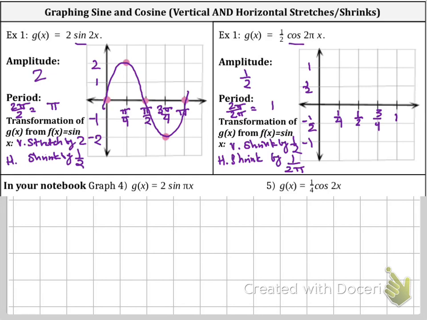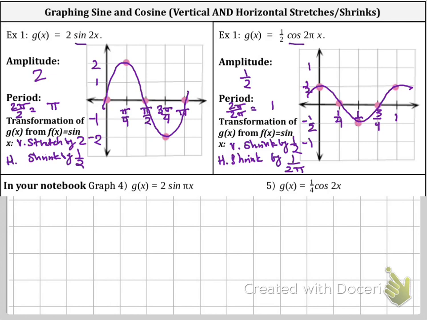Cosine starts at the amplitude. So therefore it starts at a half, then a fourth. Then at a half we're at negative a half, at 3/4 we're here, and then we're back up at a half for 1. So here is our graph of 1/2 cosine 2 pi x.